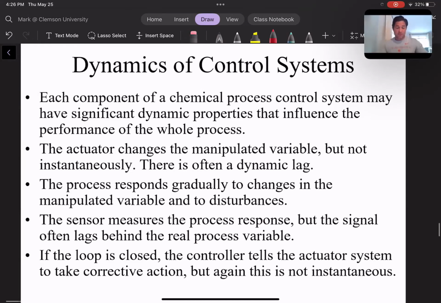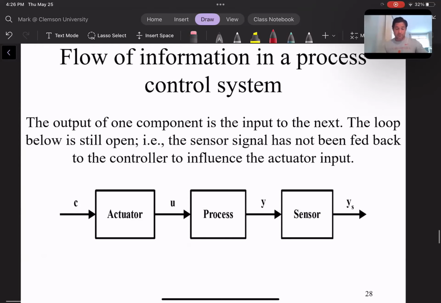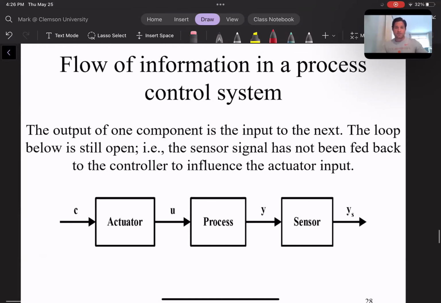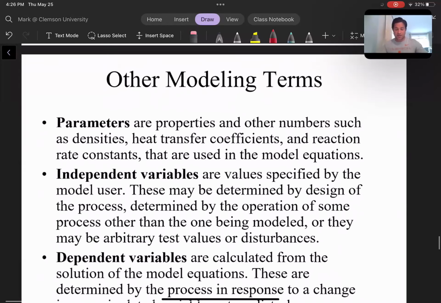Okay, so generally the dynamics of the overall control system is going to be based on all of the individual components. So you can kind of pause and read through this if you'd like. The way that information flows through a process is shown here. We talked about this already for an open loop. So we'll set the value to the actuator. The actuator will respond and affect the process. The process will affect the value we care about, and that will be measured by the sensor. And all of these have their individual dynamics associated with them.